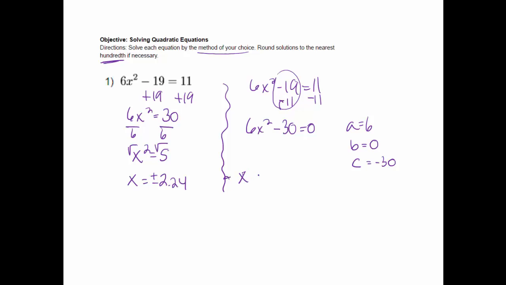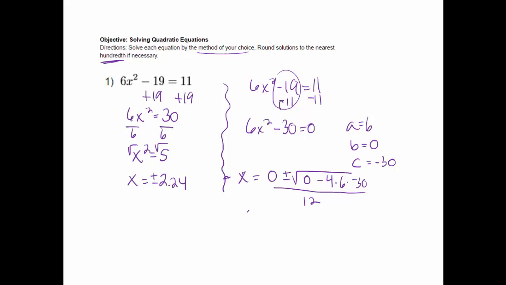Okay, there we go. x equals opposite b, so opposite of 0 is 0 plus or minus square root. b squared is still 0 minus 4 times your a value times your c value all over 2 times the a, so 2 times the a would be 12.